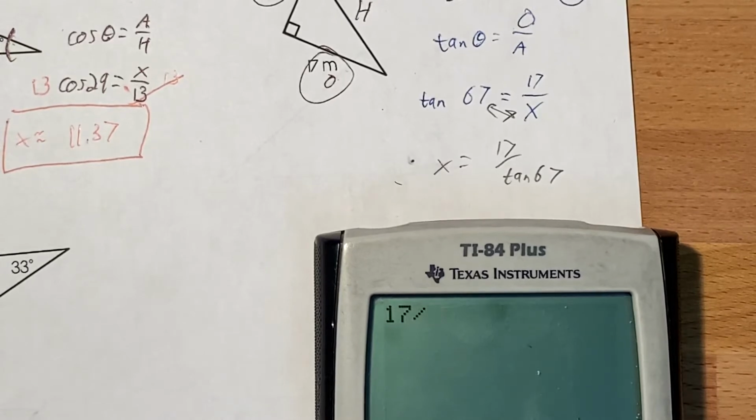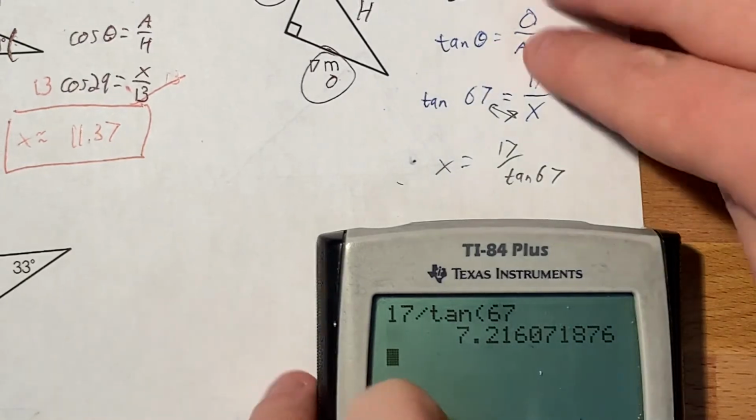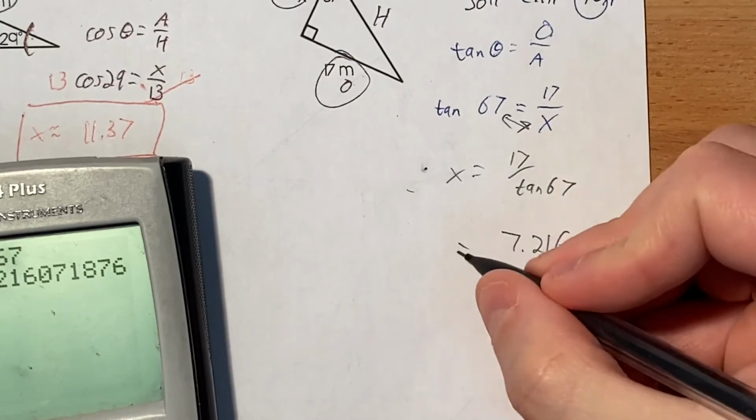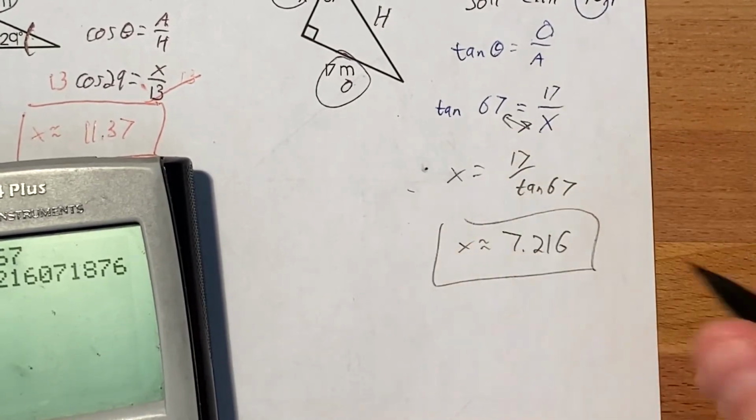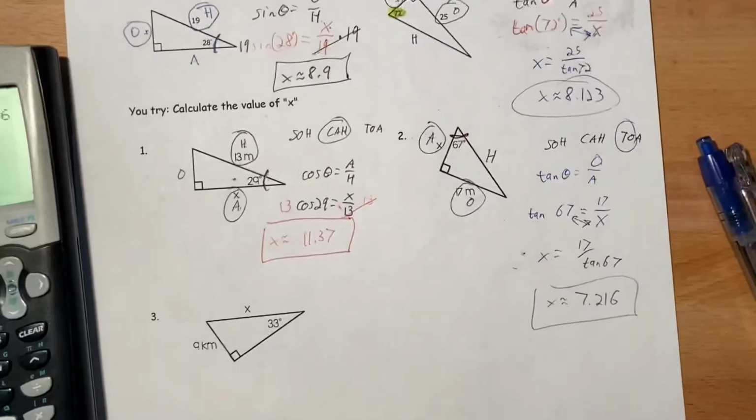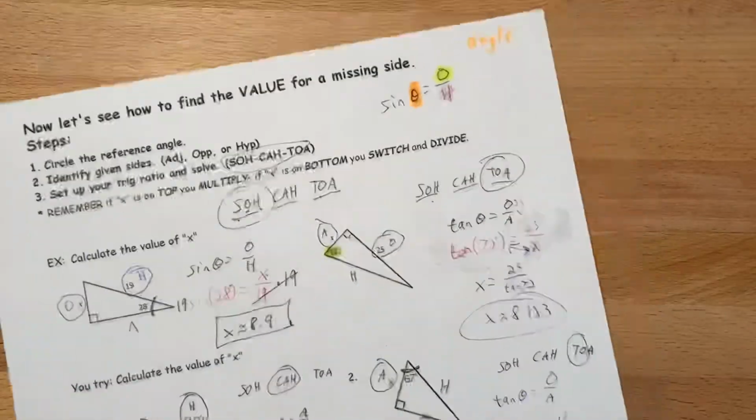17 divided by tangent 67 is 7.216. There you go. Hopefully you got those. If not, once again, just rewind, rewatch. All right.